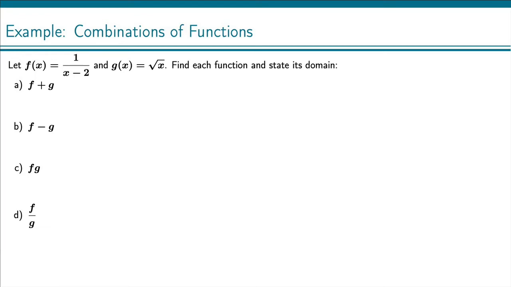Let f of x equal 1 over x minus 2 and g of x equal the square root of x. We would like to find each of these combined functions and state their domains.